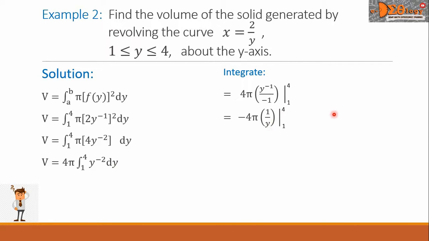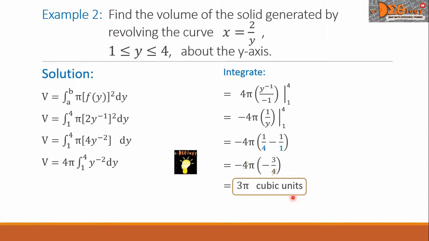Let us now evaluate. So the constant negative 4 pi remains outside. So we have 1 over 4 minus 1 over 1. This 1 over 1 here is simply whole number 1. So 1 over 4 minus the whole number 1 is negative 3 over 4. We can cancel the 4 here and the denominator 4, and the negative and negative becomes positive. So the final answer is 3 pi cubic units. This is the volume. This is the final answer.